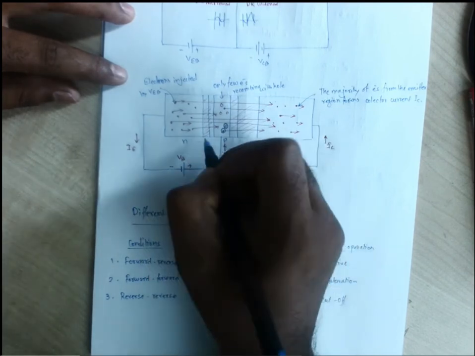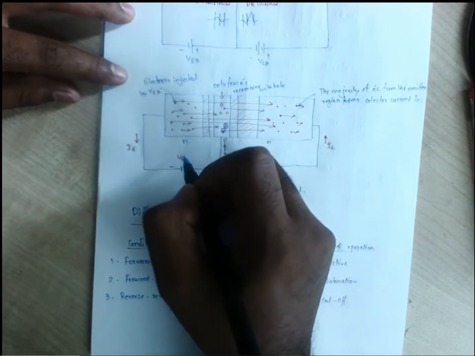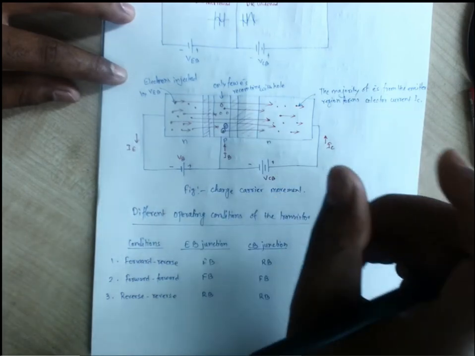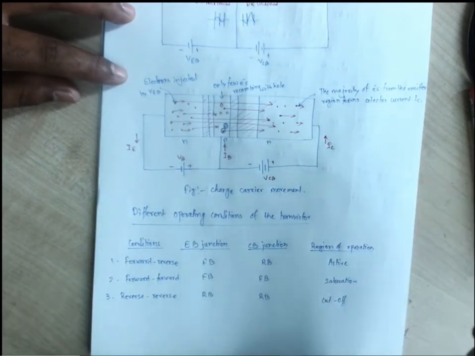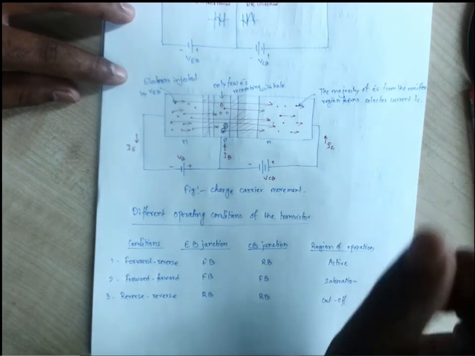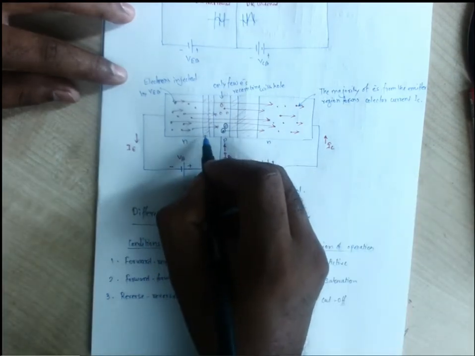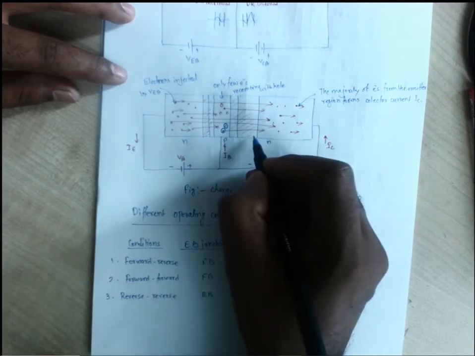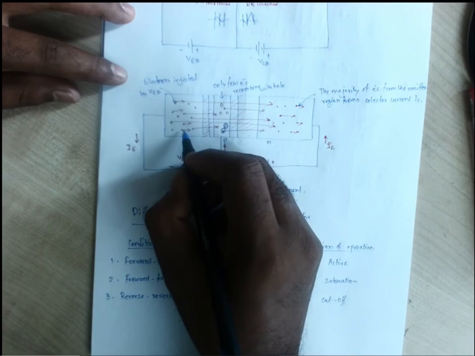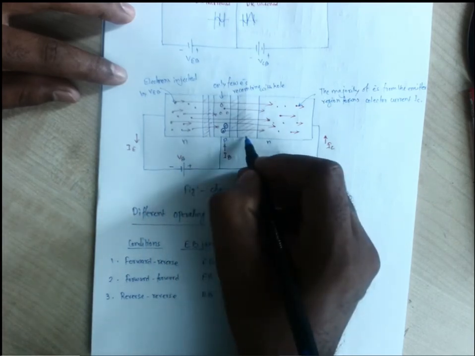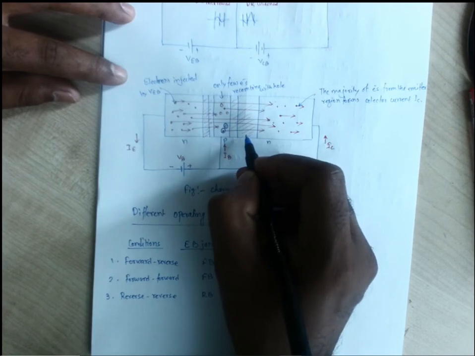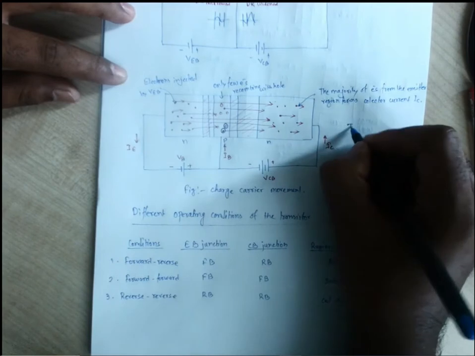So the transistor nomenclature comes from two terms: transfer of resistor. Initially it has low resistance, then it is transferred to a high resistance region. The input signal first finds a low resistance region, then it finds a high resistance region. That is what is known as transistor, that is, transfer of resistor.